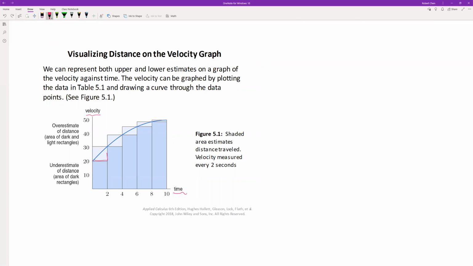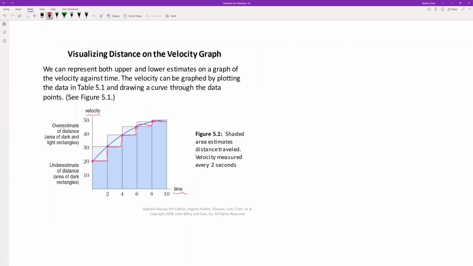All right, this part represents the lower estimate. You can see that all the boxes are below the blue line, which is the actual speed that we're traveling. But since we are only taking an estimation, here we're using the lower estimate to find the distance traveled.